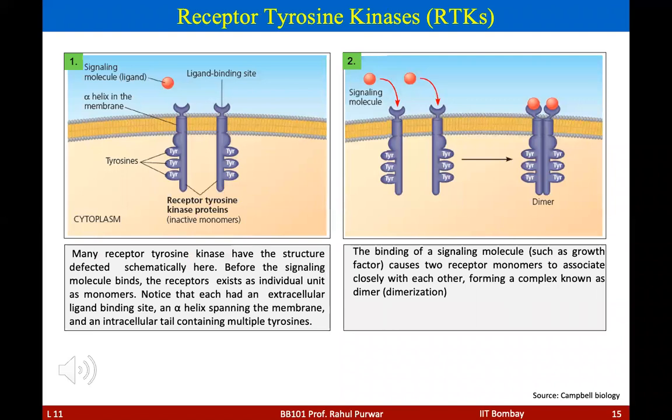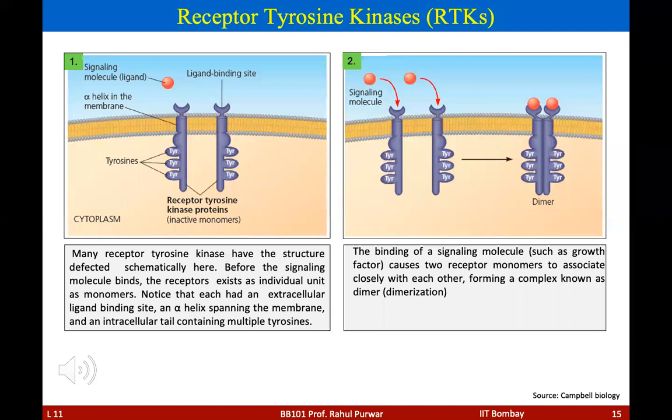Another type of receptor I mentioned is the tyrosine kinase receptor. They are also called RTKs, and they also help in the signal transduction pathway. How do they work? Each receptor, what you see here on your left, is a monomer. The receptor has an outside domain where the red, depicting the signaling molecule, will bind. You see an alpha helix in the membrane, and then lots of tyrosines in the intracellular domain, the tyrosine binding sites. Many receptor tyrosine kinases have the structure schematically depicted here.